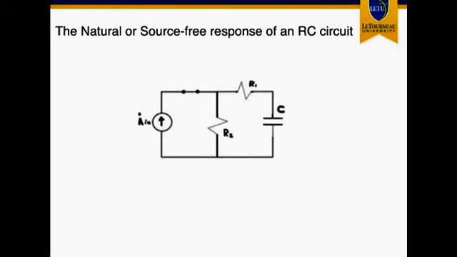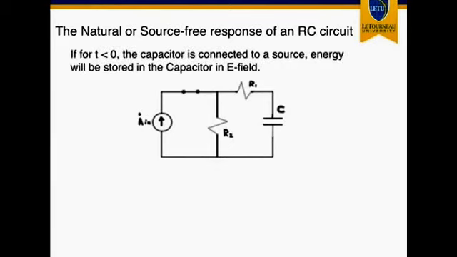We're going to study the natural or source-free response of an RC circuit. If we have a circuit with two resistors and a capacitor and a source connected to it for a long time, we're going to denote this time as t less than 0. The energy flows out of the source into the network, and the energy is transferred to the capacitor in the form of a voltage in the electric field.